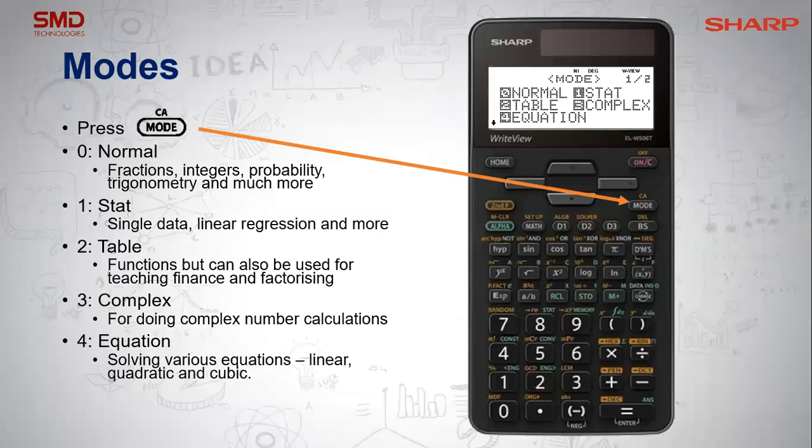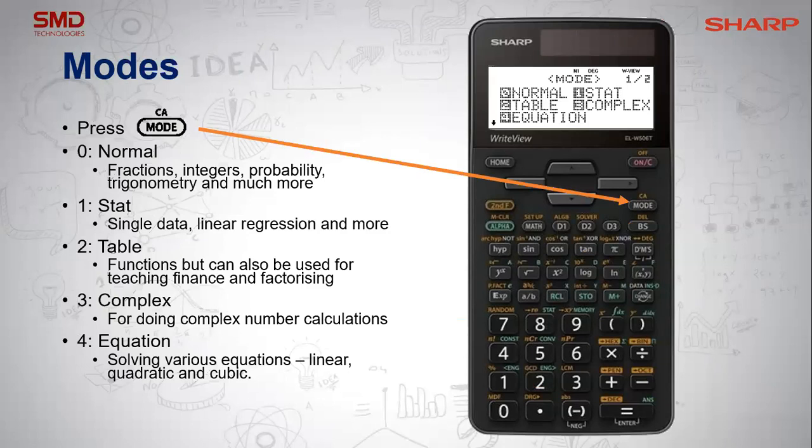All right, so if we press mode, you'll see that we actually have 9 different modes. So normal does things like fractions, integers, probability, etc. Stats does single data, linear regression. There was someone who requested exponential regression. Sorry, not my forte, but it is there on the calculator and it works very similarly to linear regression. So you should be able to, from what I show you, figure out exponential regression.